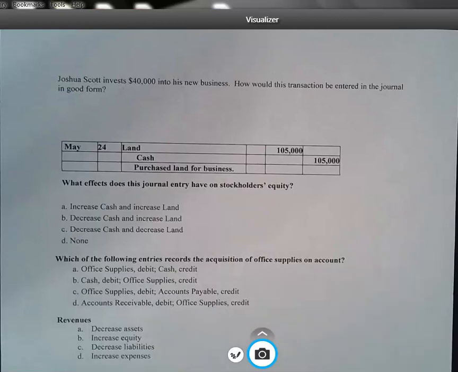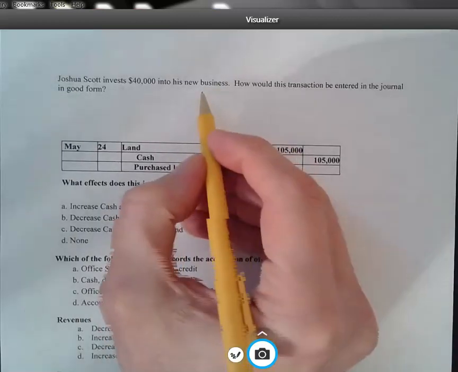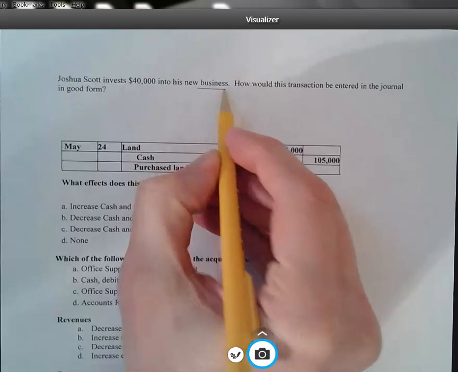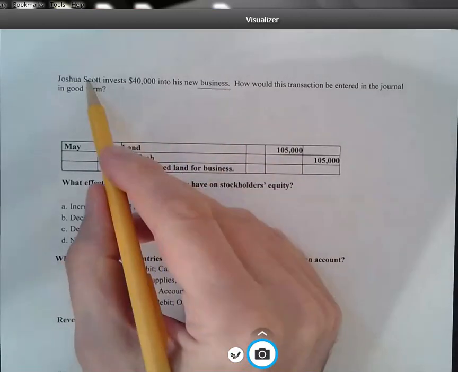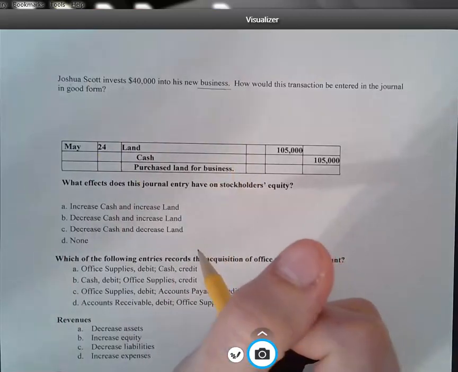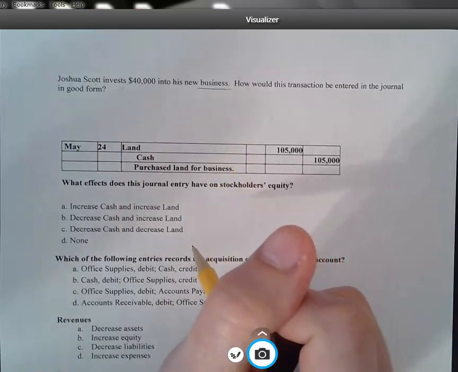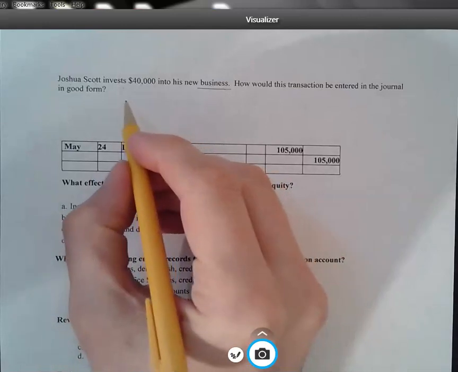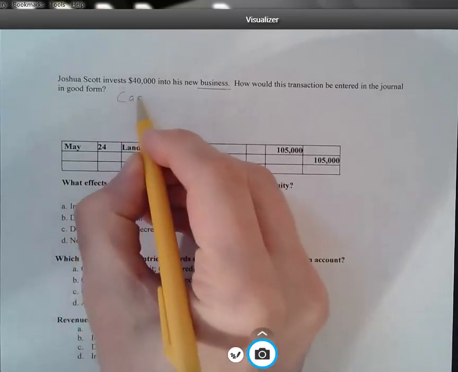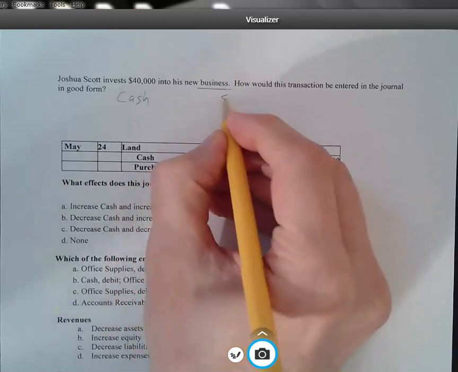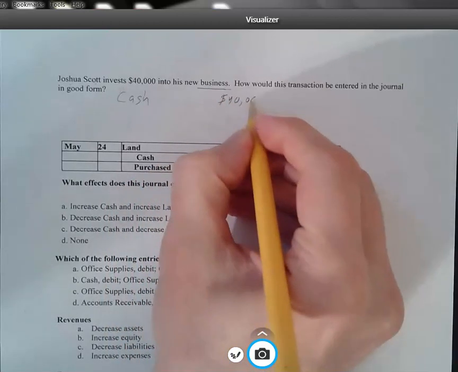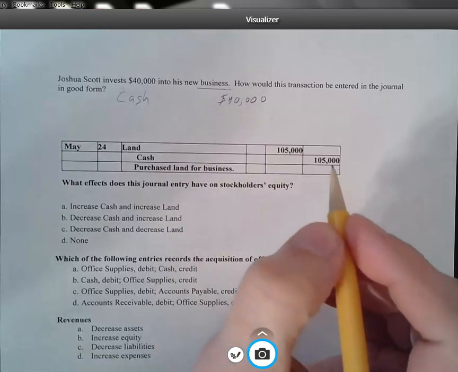I want you to understand that we are going to do this journal entry from the perspective of the business, not from Joshua Scott's personal financial records. So from the business's perspective, what is increasing for the business? The answer is cash to the tune of $40,000. That's going to be our debit.